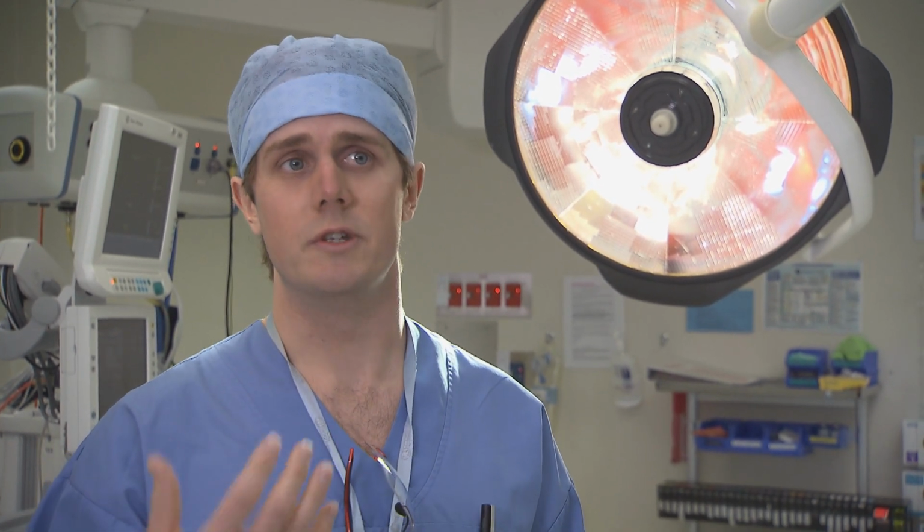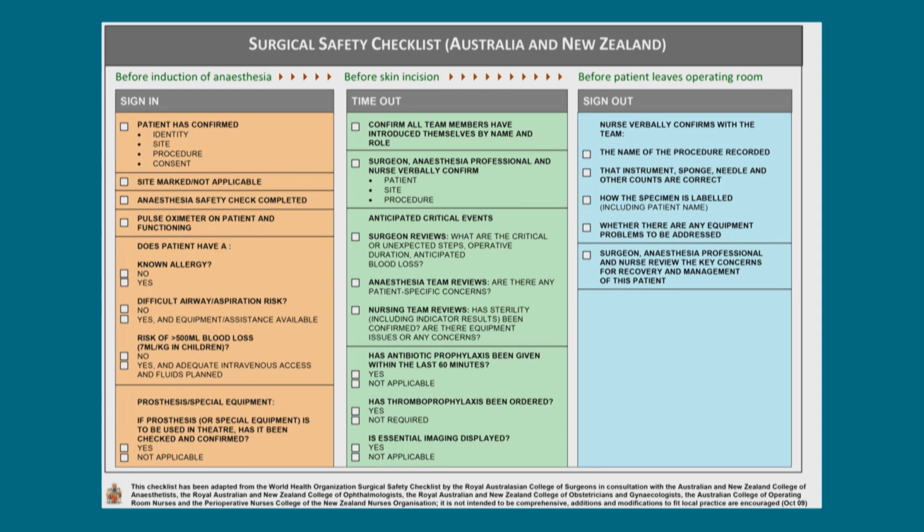Everyone has the opportunity to speak. You feel like you're part of the team if everyone knows your name. We're all human, so we are prone to making mistakes. Doesn't matter how many years of training that you've had or what level of experience that you've had. We can make mistakes, and this checklist is one way of decreasing that risk.